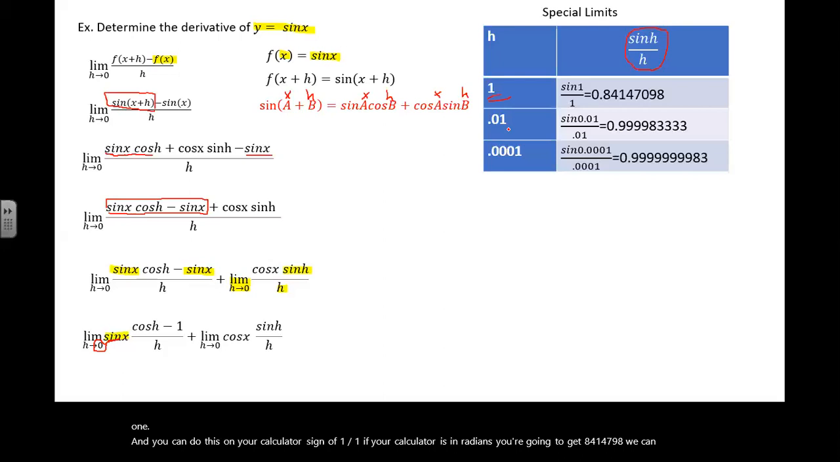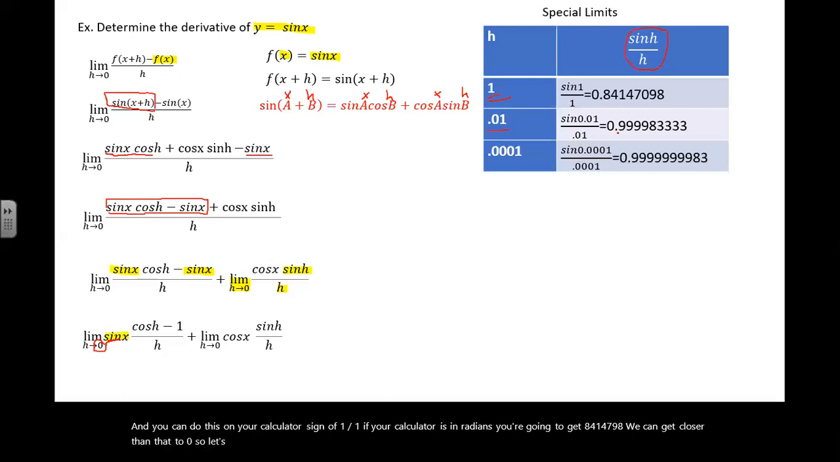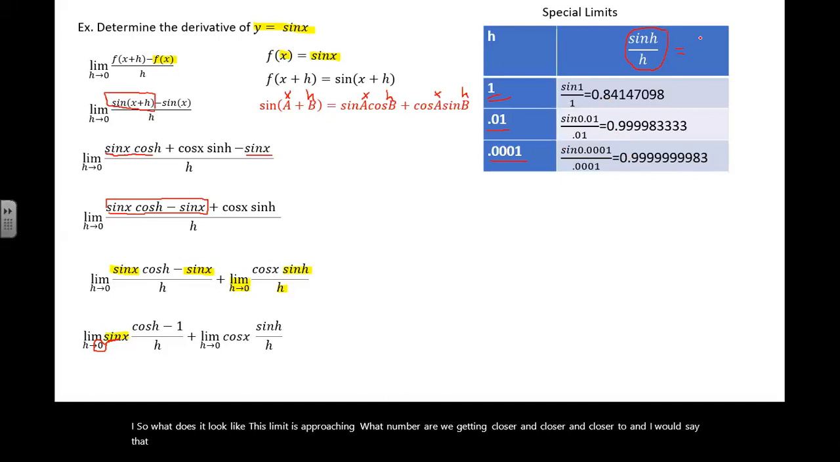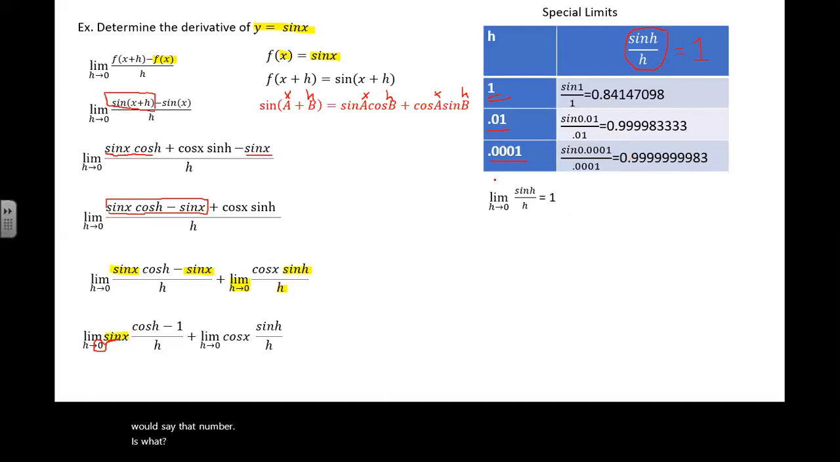So let's get closer. Put that in your calculator. We're getting 0.999998, bunch of 3s. Get even closer, and we get 0.9999999. So what does it look like this limit is approaching? What number are we getting closer and closer and closer to? And I would say that that number is 1. So this limit is 1.